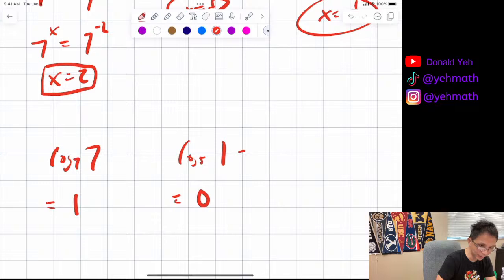5 to the which power is 1? So think about it. If that's equal to x, that means 5 to the x equal to 1. The only time you have something to the power giving 1 is using the zero power rule, which is x is equal to 0. And that is very, very intuitive. Is that okay? Okay.